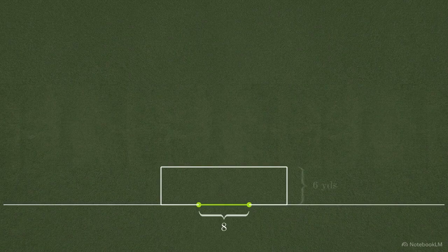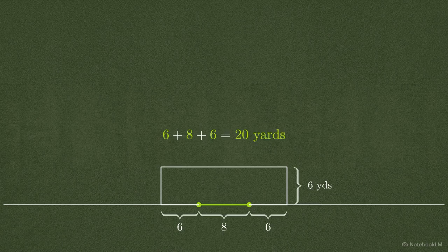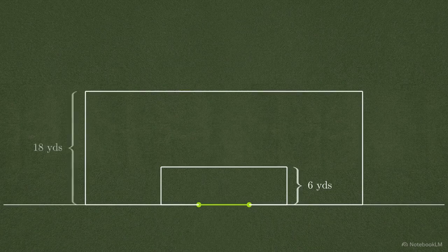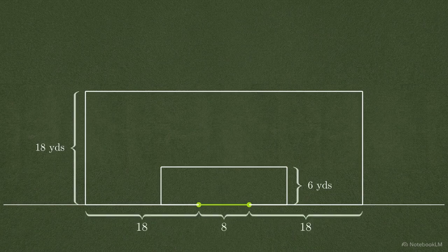From each post, lines extend 6 yards into the field, creating the 6-yard box. Adding the segments 6, 8, and 6 gives a total width of 20 yards. The penalty area uses the same logic with a larger number. Lines are drawn 18 yards out from the goalposts to create the 18-yard box. 18 plus 8 plus 18 means it spans 44 yards across.